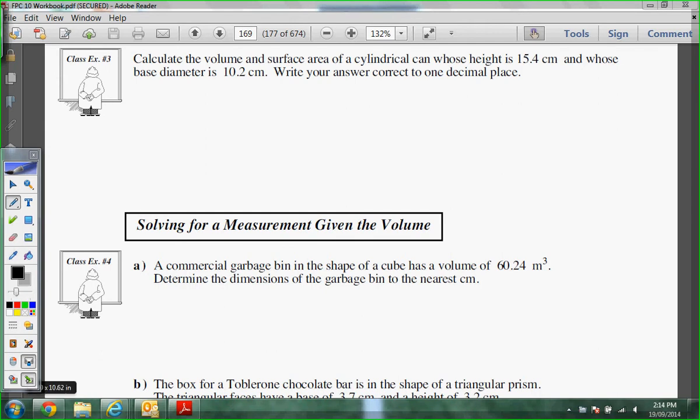Calculate the volume and surface area of a cylindrical can whose height is 15.4 centimeters and whose base diameter is 10.2 centimeters. Write your answer to the correct one decimal place. So I have my calculator on me. Somebody's going to have to help me out here with the calculations, but we'll set it up. So we know that we have a can or whatever, and we know that its height is 15.4, and then we know that the diameter all the way across is 10.2, or we can call it our radius is half of that, which is 5.1.